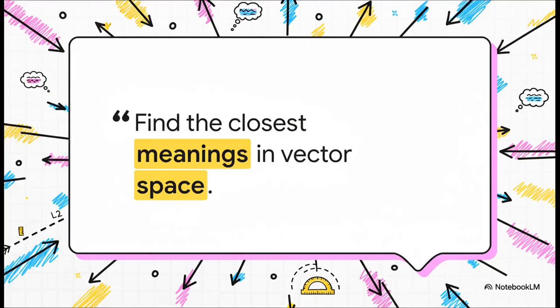This right here, this is the whole game. We take our data, words, sentences, even images, and we turn them into these numerical arrays called vectors. The real magic happens when we figure out which of these vectors are close to each other in this kind of crazy high-dimensional space. That closeness, that's how we measure meaning.